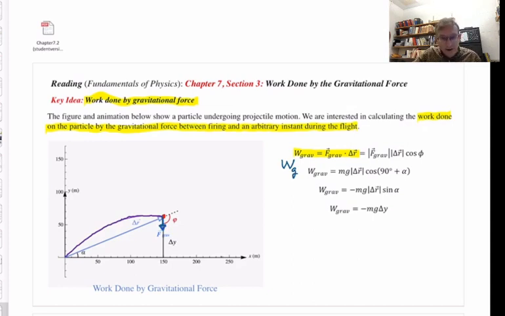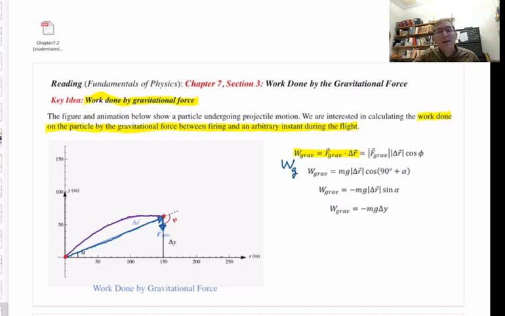The other important vector in the work calculation is delta r, the displacement, from the starting point at the origin to the point where we are. And that's the delta r, the displacement, points in a straight line from the starting point to the ending point. So that's the delta r.